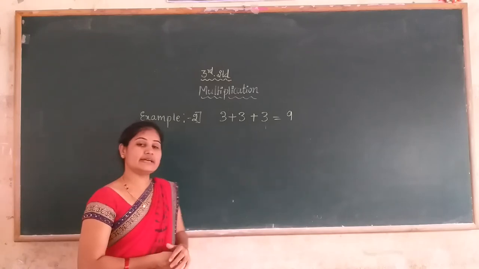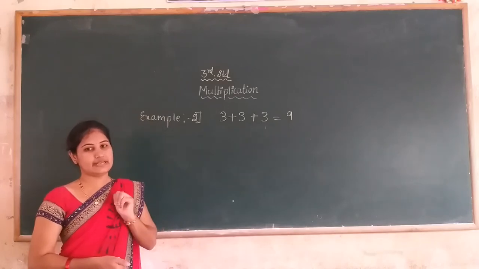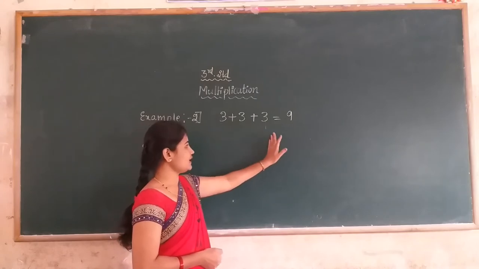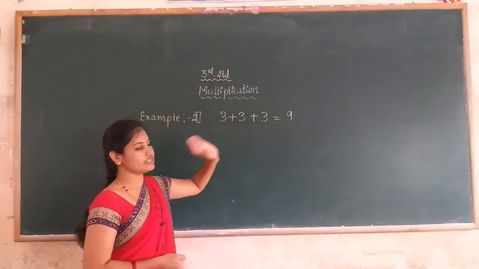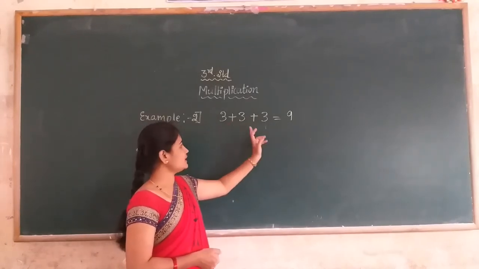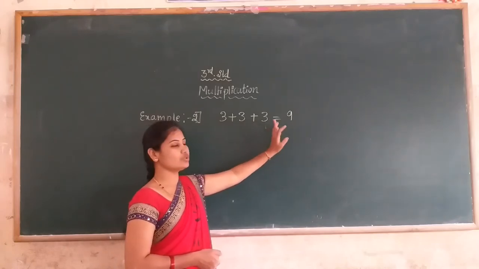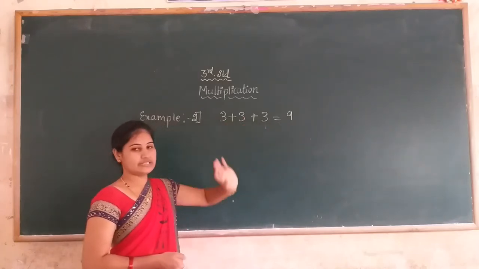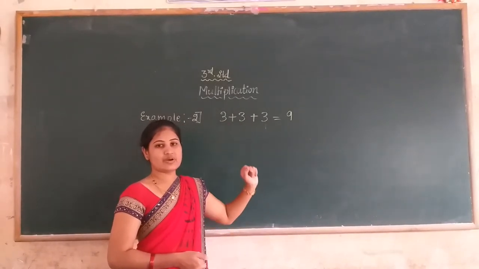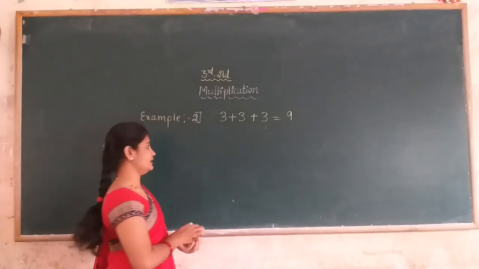3 is how many times repeated? The 3 is repeated 3 times. Okay, we get 9. The 3 times 3 is 9. This is the addition form. The 3 is repeated 3 times. We do the addition. 3 plus 3 is equal to 6. 6 plus 3 is equal to 9. The 3 is 3 times repeated. That's why the addition of 3, 3 times, we get 9.